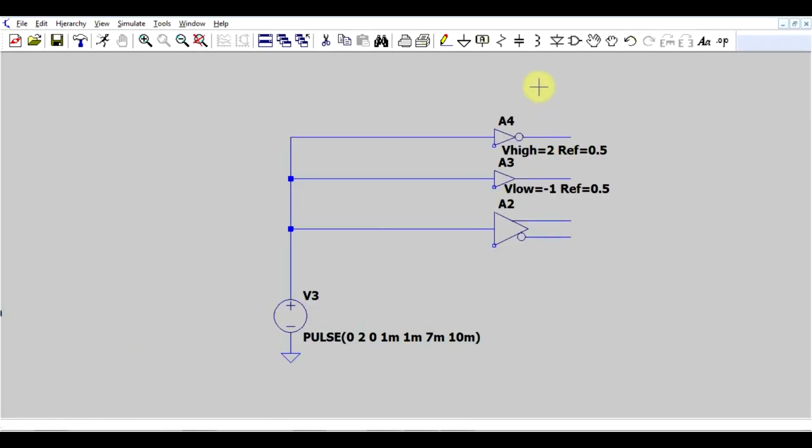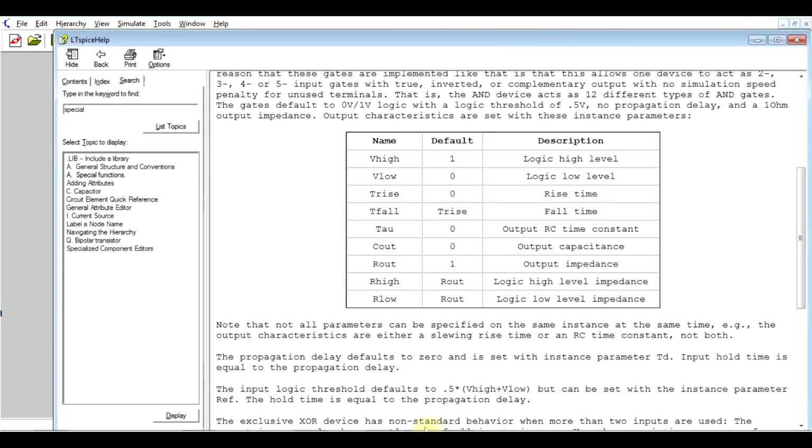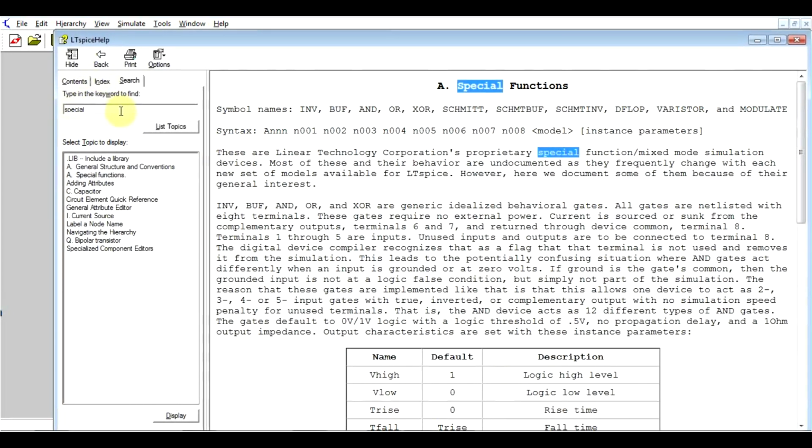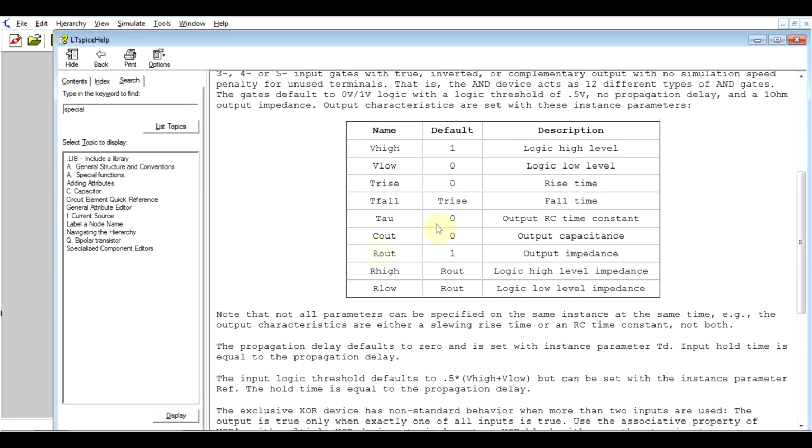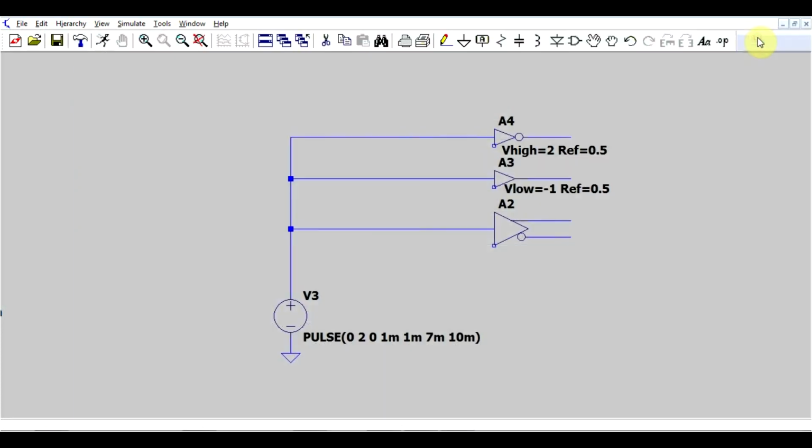So first things first, we got our basic buffers. Now as you can see, I have already written out some parameters to these. And if you want to know more about these parameters, you can simply look up special functions in the help file. And here you can see the various parameters that can be used for this type of circuits. So let's see how this thing actually works.